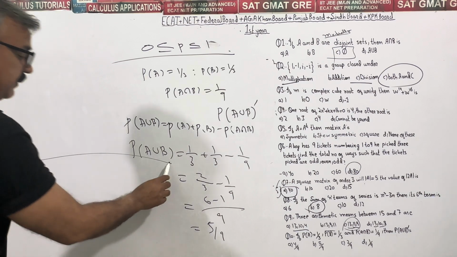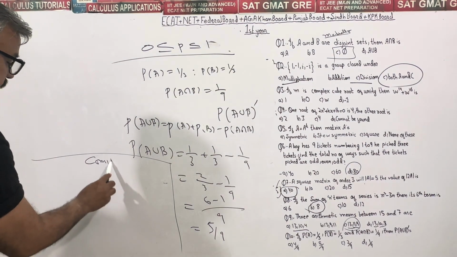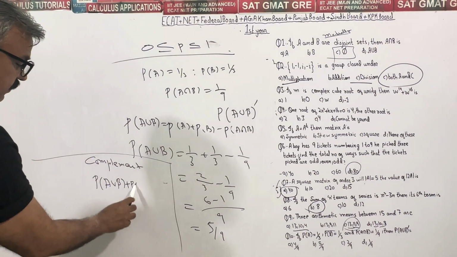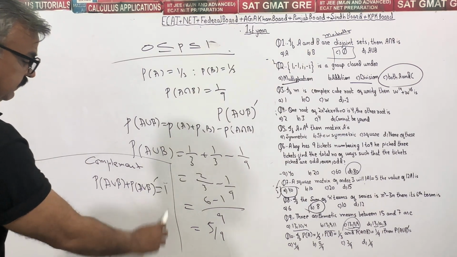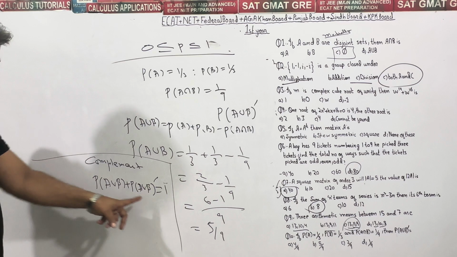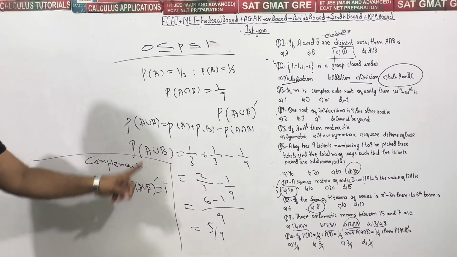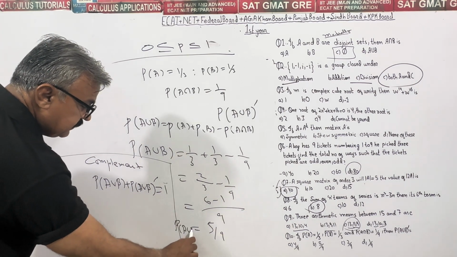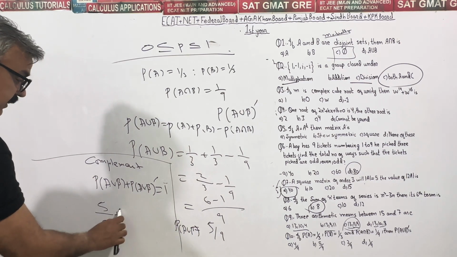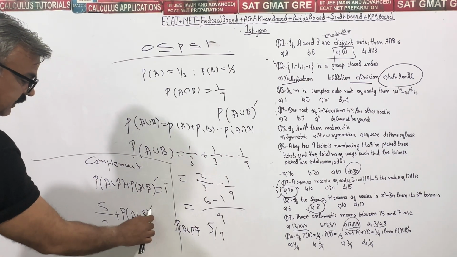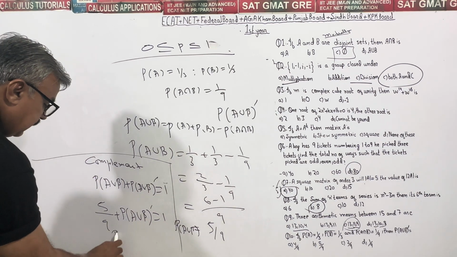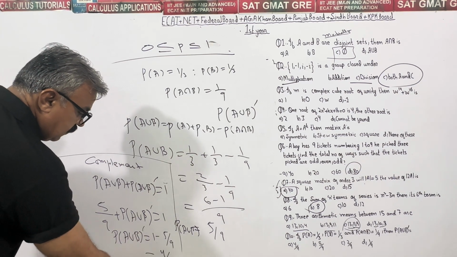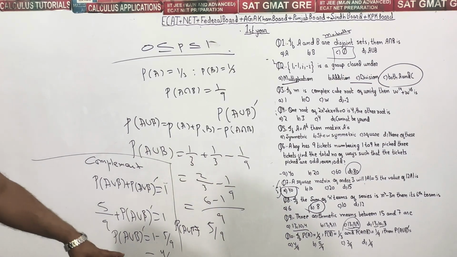And we are familiar with the complement law: probability of A union B plus probability of (A union B) complement is always equal to 1. The probability of any event and its complement always results in 1. We have found that the probability of A union B is 5 over 9. Shifting 5 over 9 over here, the probability of (A union B) whole complement is 1 minus 5 upon 9. So 4 upon 9 is the probability of (A union B) whole complement.